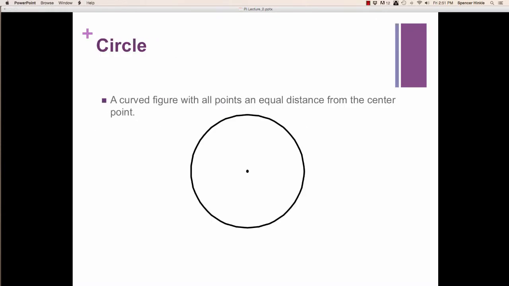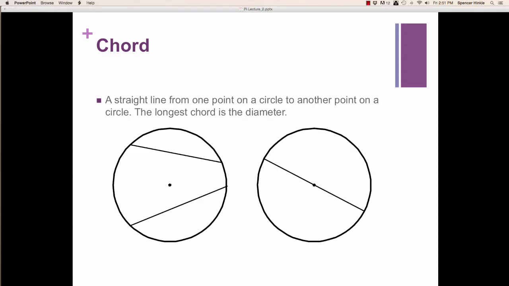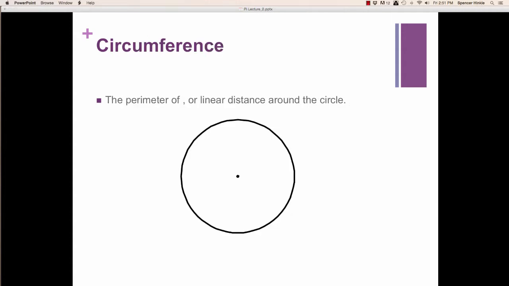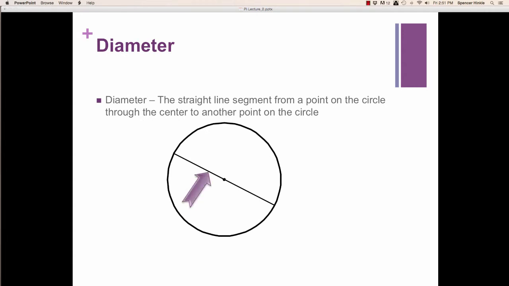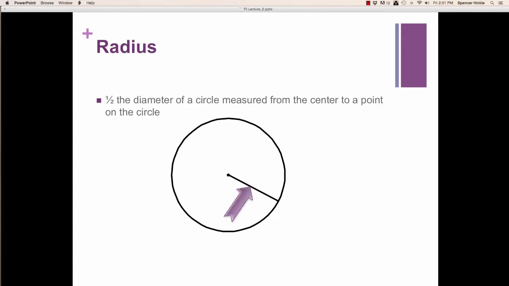A circle: a curved figure with all points an equal distance from the center point. A chord is a straight line from one point on a circle to another point on a circle. The longest chord is the diameter. Circumference: the perimeter of, or linear distance around, the circle. Diameter: the straight line segment from a point on the circle through the center to another point on the circle. Radius is 1/2 the diameter of a circle, measured from the center to a point on the circle.